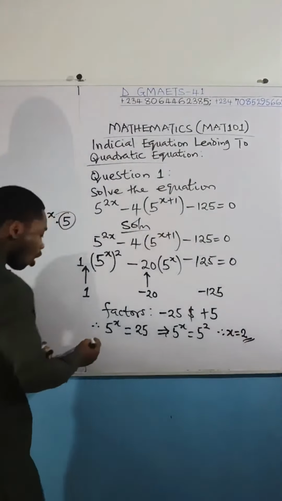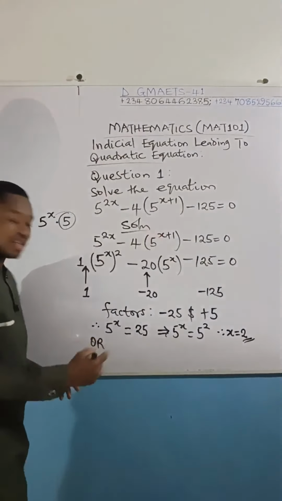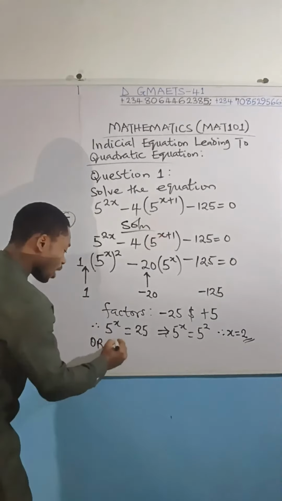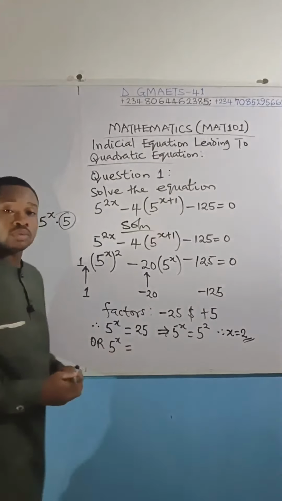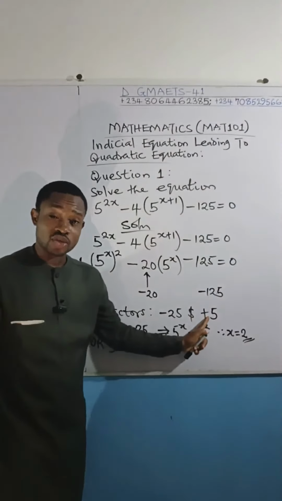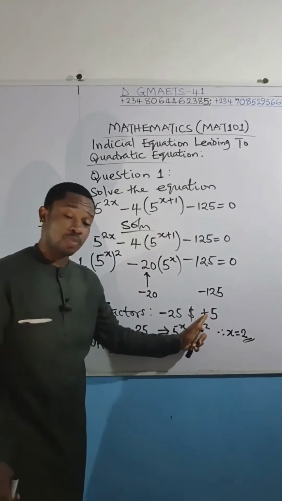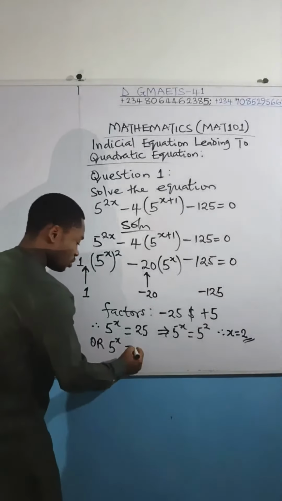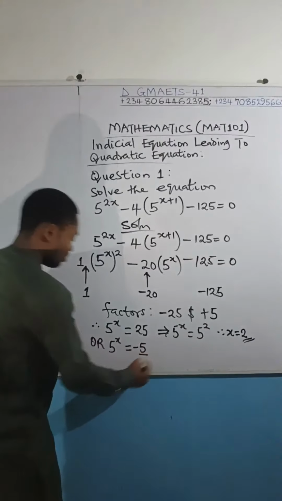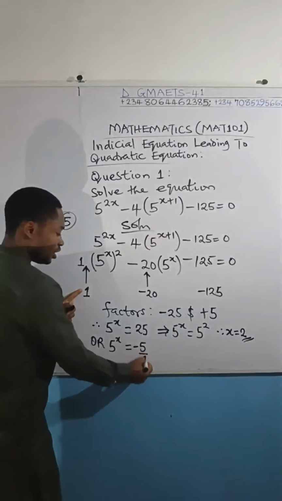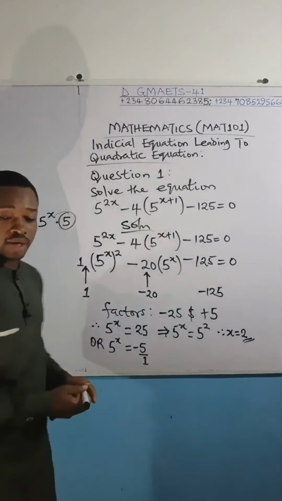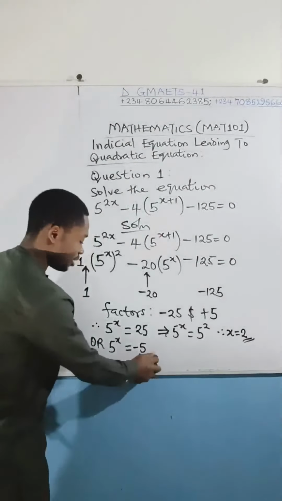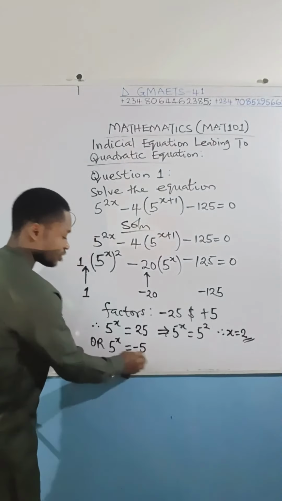So one of the values of x is 2. Or, the alternative value, 5 raised to power x will be equal to, you come to the second factor, change the sign. This is plus 5. If you change that plus, you get minus 5. So it's going to be minus 5 divided by the coefficient here, which is 1. If you divide any term by 1, you still get that term. So I'll wipe this. This is simply minus 5.